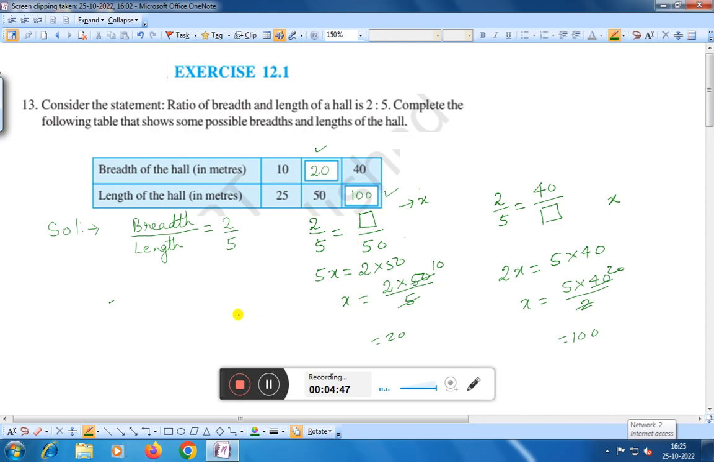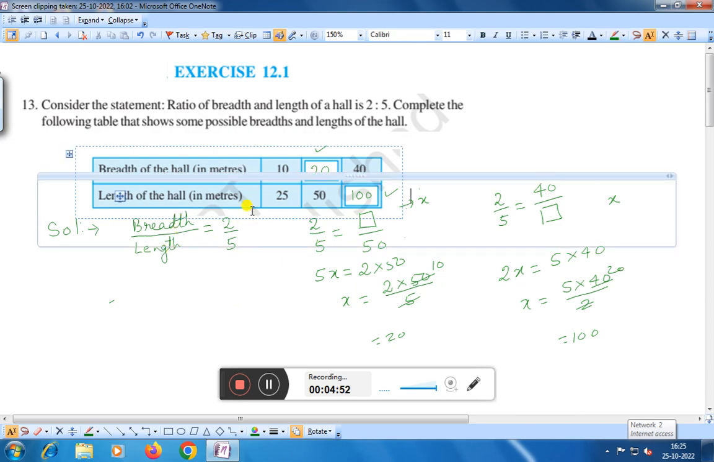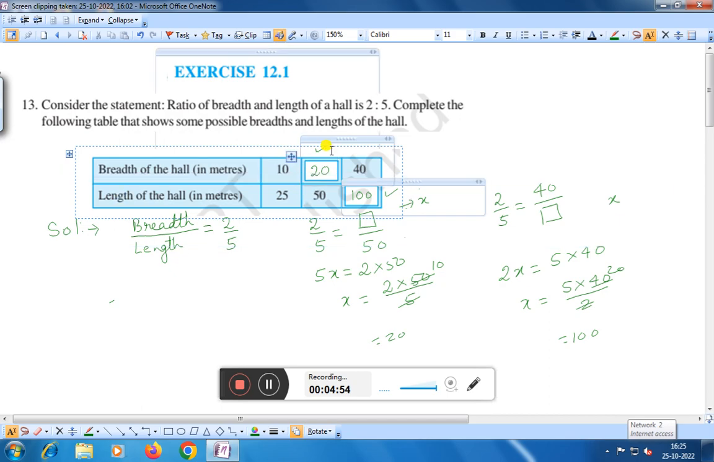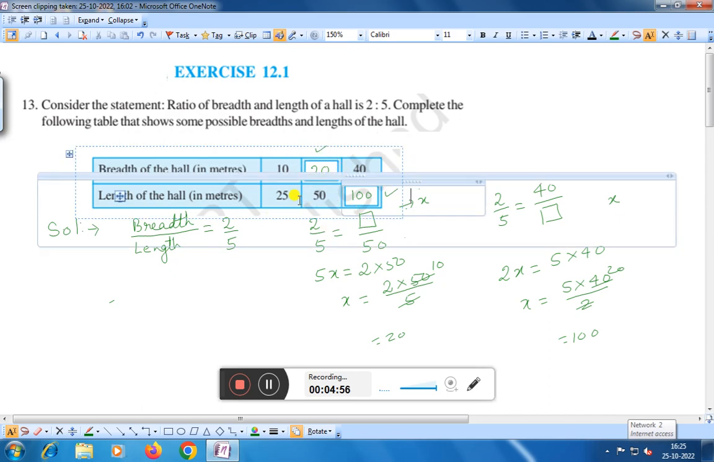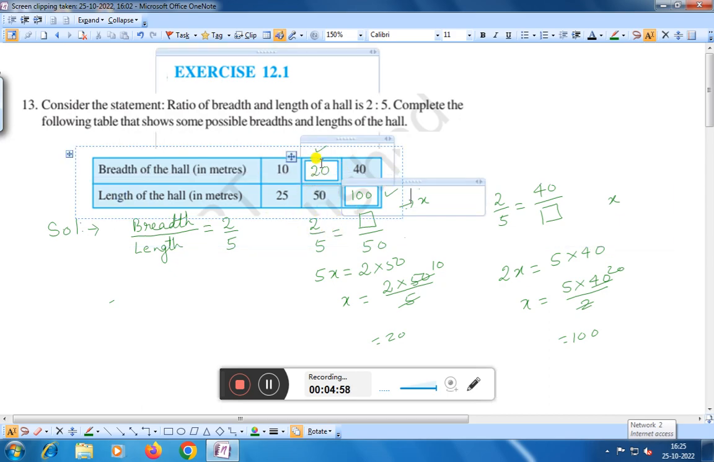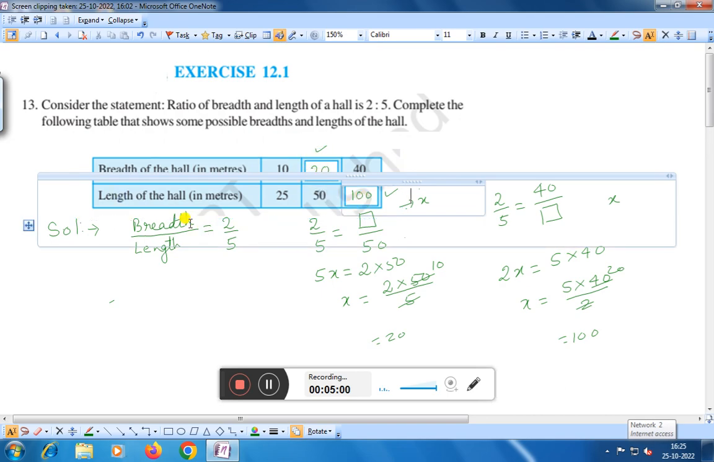That means, if the ratio of breadth and length is 2/5, we find the equivalent ratios of this. In place of breadth we get 20, and in place of length of the hall in meters, we get 100. This is the solution of question number 13 of exercise 12.1.